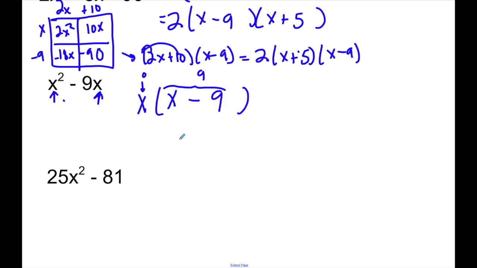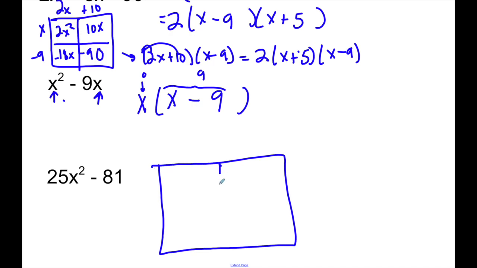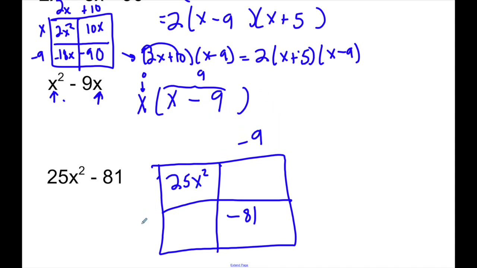Okay, last one I'm going to show you is again, and I'd recommend you take a look at last week's, or rather yesterday's video. This is a difference of squares. Because here I need two numbers that multiply to negative 81 and they add to 0. What? Well, that's easy. What if I take negative 9 and I add it to positive 9? Well, negative 9 plus 9 is 0. Negative 9 times 9 is negative 81.